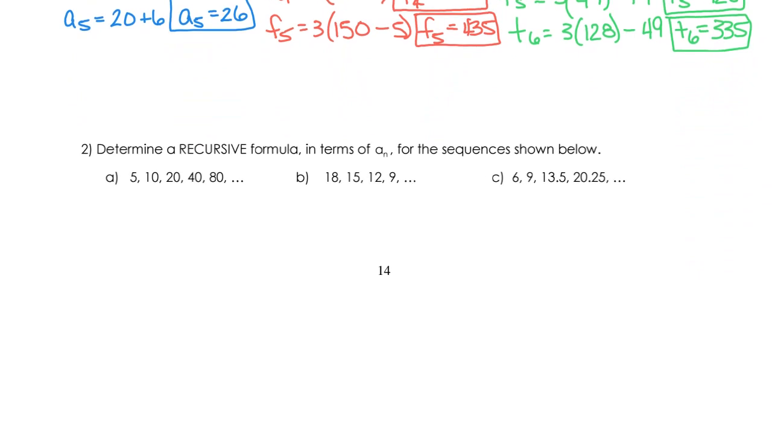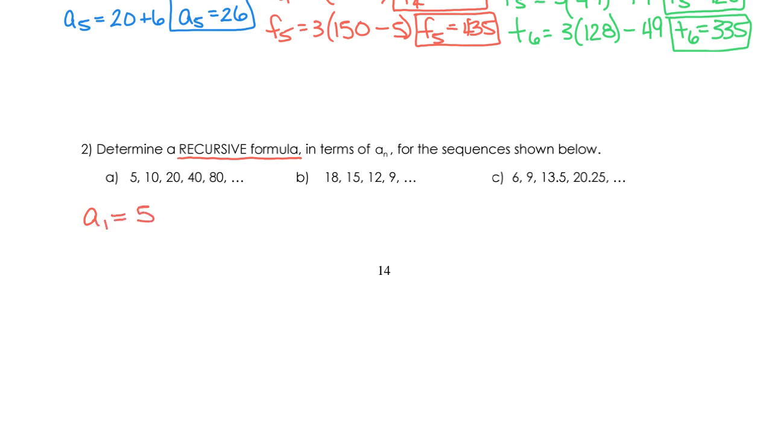It says determine a recursive formula in terms of a sub n for the sequences shown below. So what they now want to do is go backwards. Instead of giving me the sequence and generating the terms, they generated the terms, but we have no formula for our sequence. Okay. Since they want us to write a recursive one, we have to remember what they gave us up above in number 1. The very first thing that they stated was the first term. So we'll say a sub 1 equals 5.